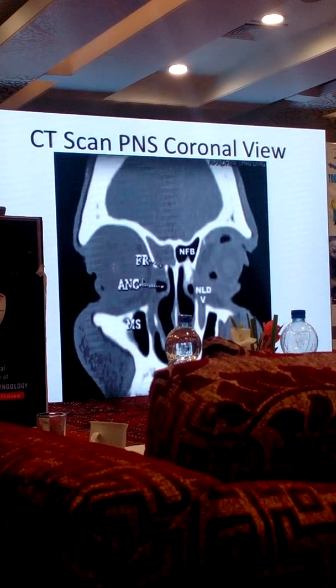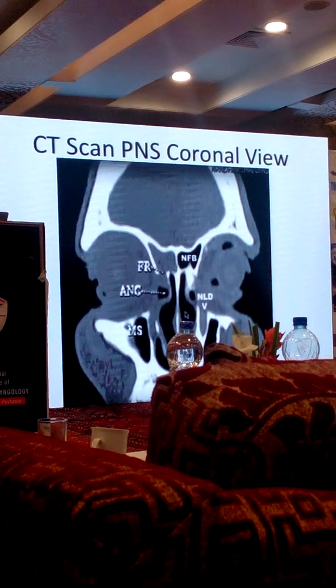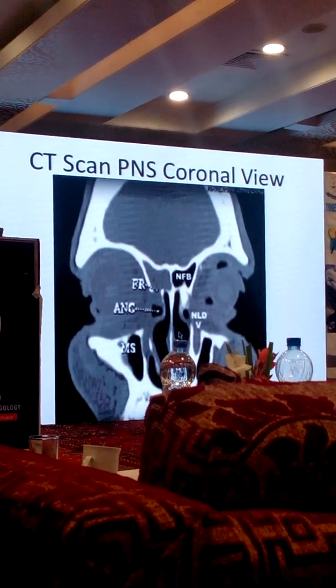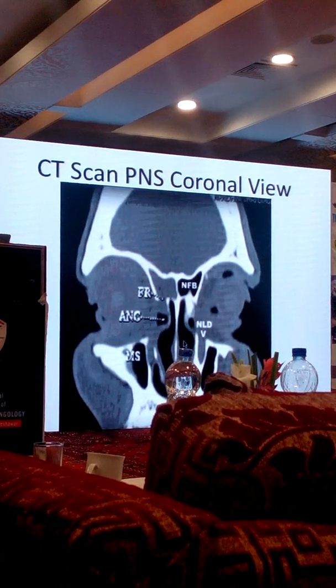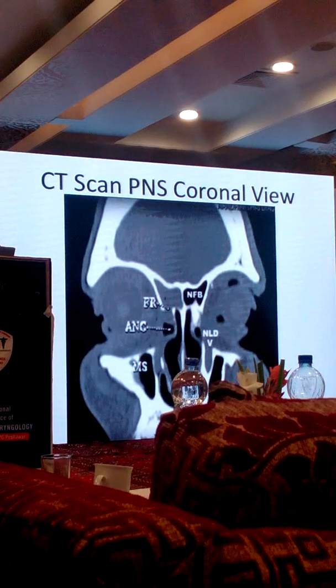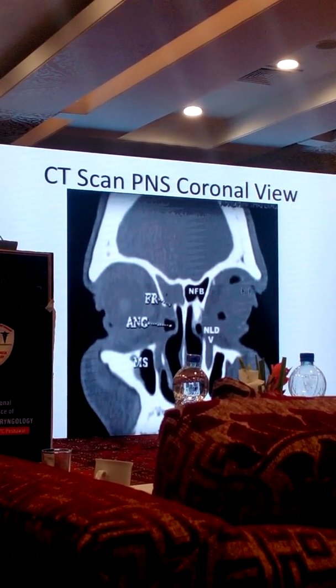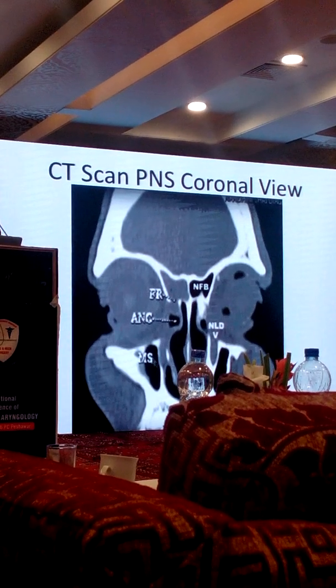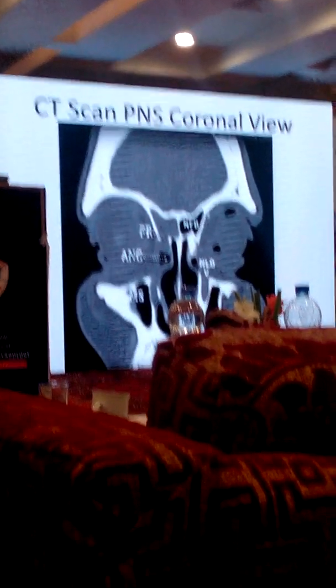Why am I saying this is an agger nasi cell? Because I can see the inferior turbinate, I am not seeing the middle turbinate, right? So before the middle turbinate, any cell which is coming in this region is an agger nasi cell. It is not an ethmoidal cell. There is no other cell. Other things we have to note are the orbit, the lamina papyracea coming in, the maxillary sinus, and the inferior meatus.